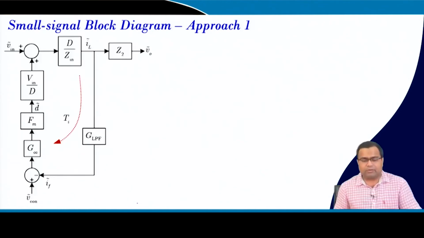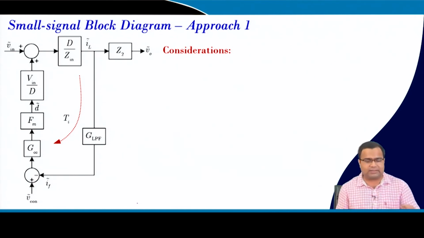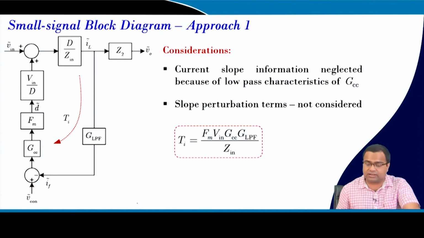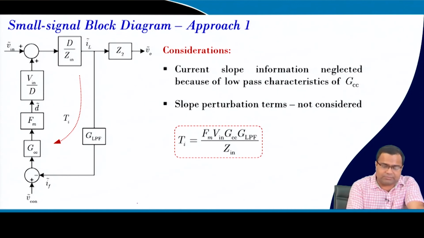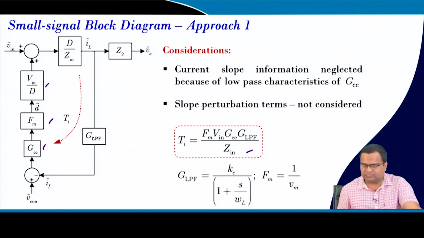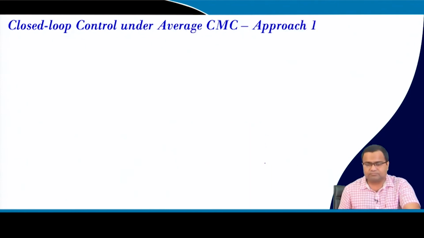So, that means approach 1, we will use a low pass filter, and for the bandwidth of the low pass filter, either you can use 1/10 or you can use 1/5, but you have to make sure that the current controller will perfectly track the average current, okay. Slope not considered. So, the current loop gain we can simply make as the product, that means GC, FM, Vin by Zin, and the low pass filter, which we already know, and the modulator gain is 1 by Vm.